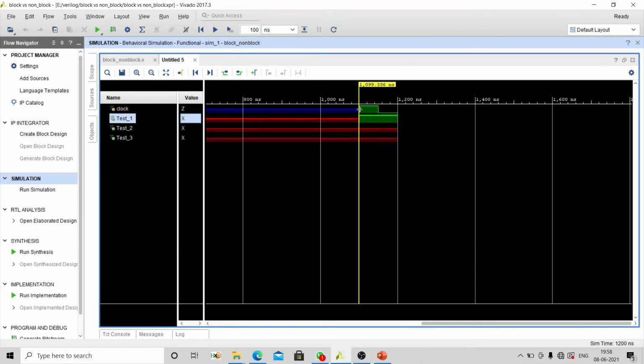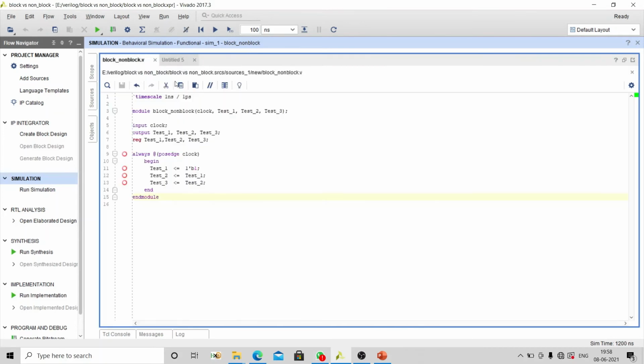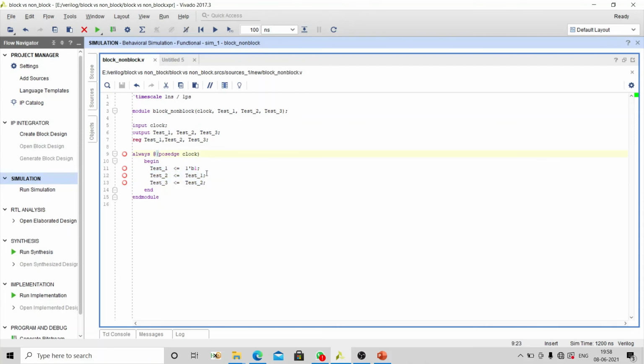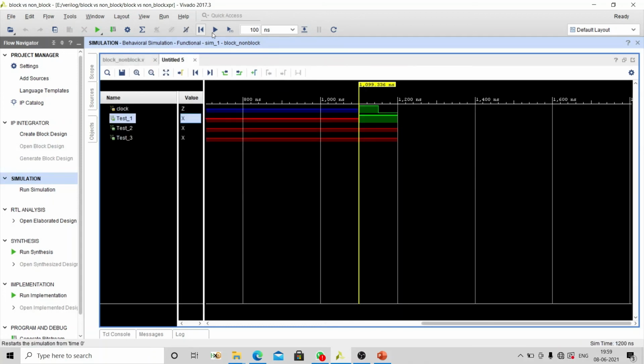Whenever there is one positive edge, test1 is assigned 1. For the first time when I am running, as all three are running concurrently, test1 is initially not assigned anything. Test2 is not assigned anything. Only after completion of the first cycle, 1 is assigned to test1. Now let's run for the second time.